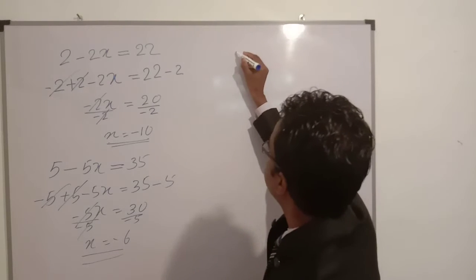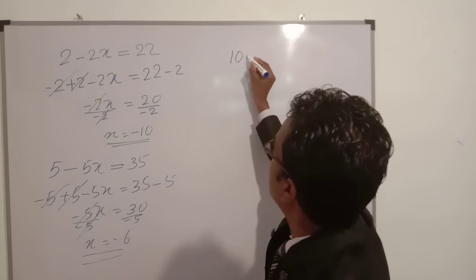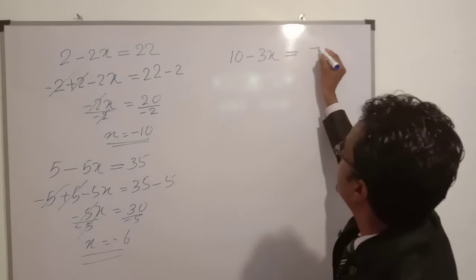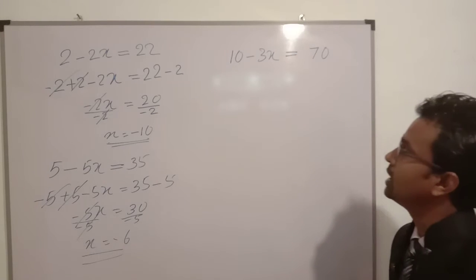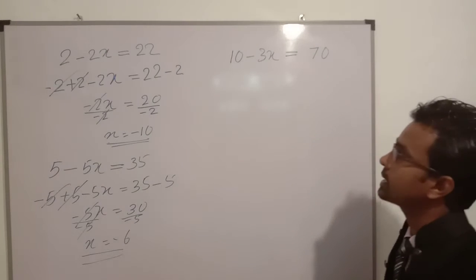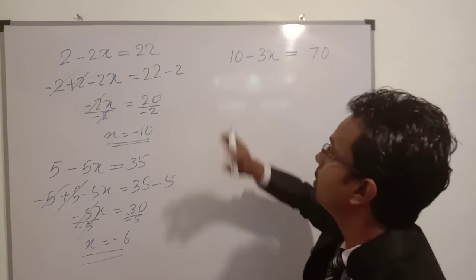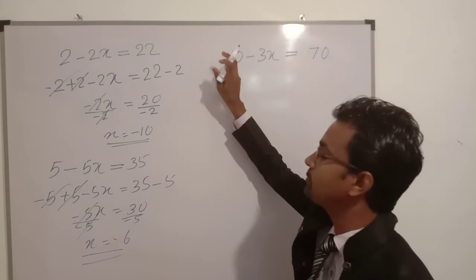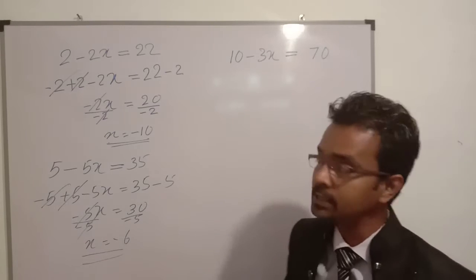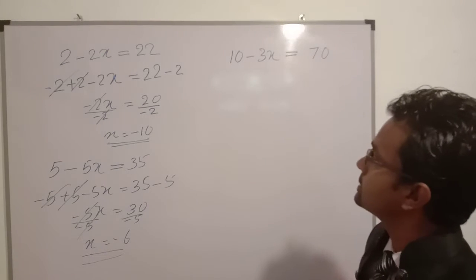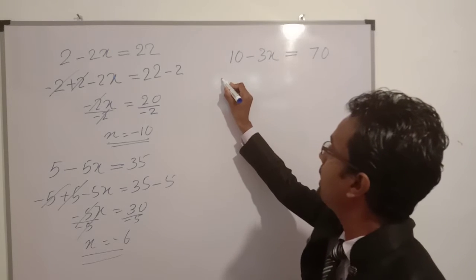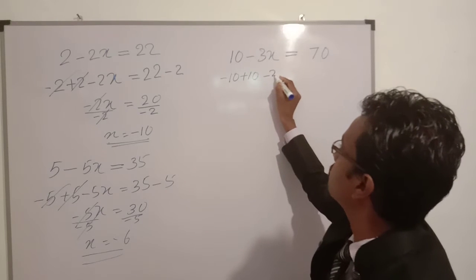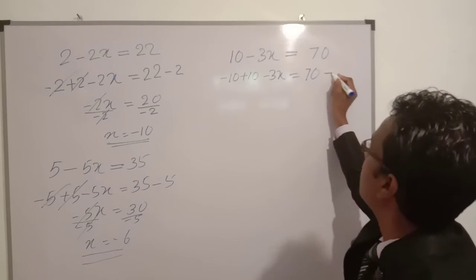Another one, 10 minus 3x equals 70. Okay, let's see how to solve it. The first thing is canceling or removing 10. For that, you identify its sign, positive 10. Positive 10, its opposite sign is negative. Positive 10, I'll apply negative 10, plus 10. That plus 10 means this one, positive. Negative 3x equals 70 minus 10.